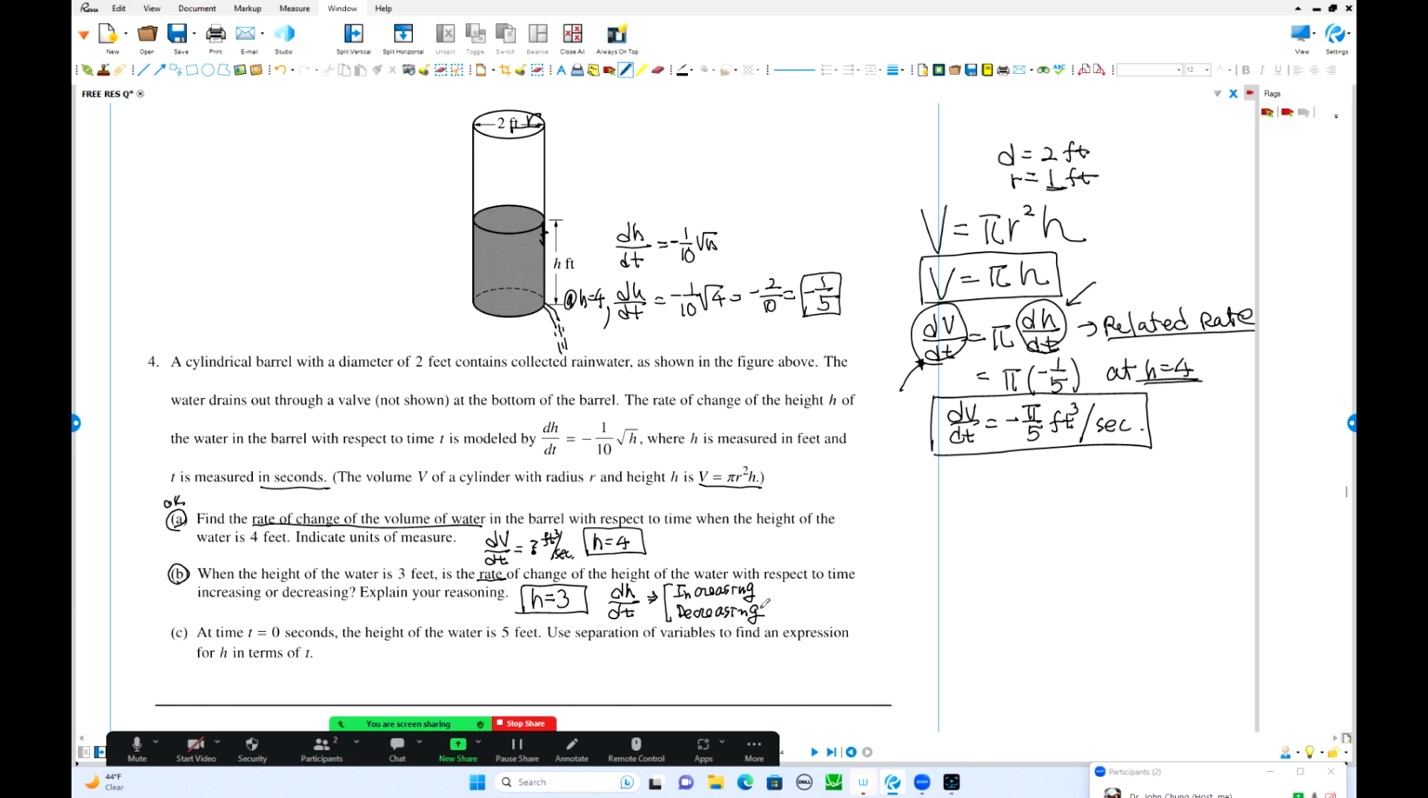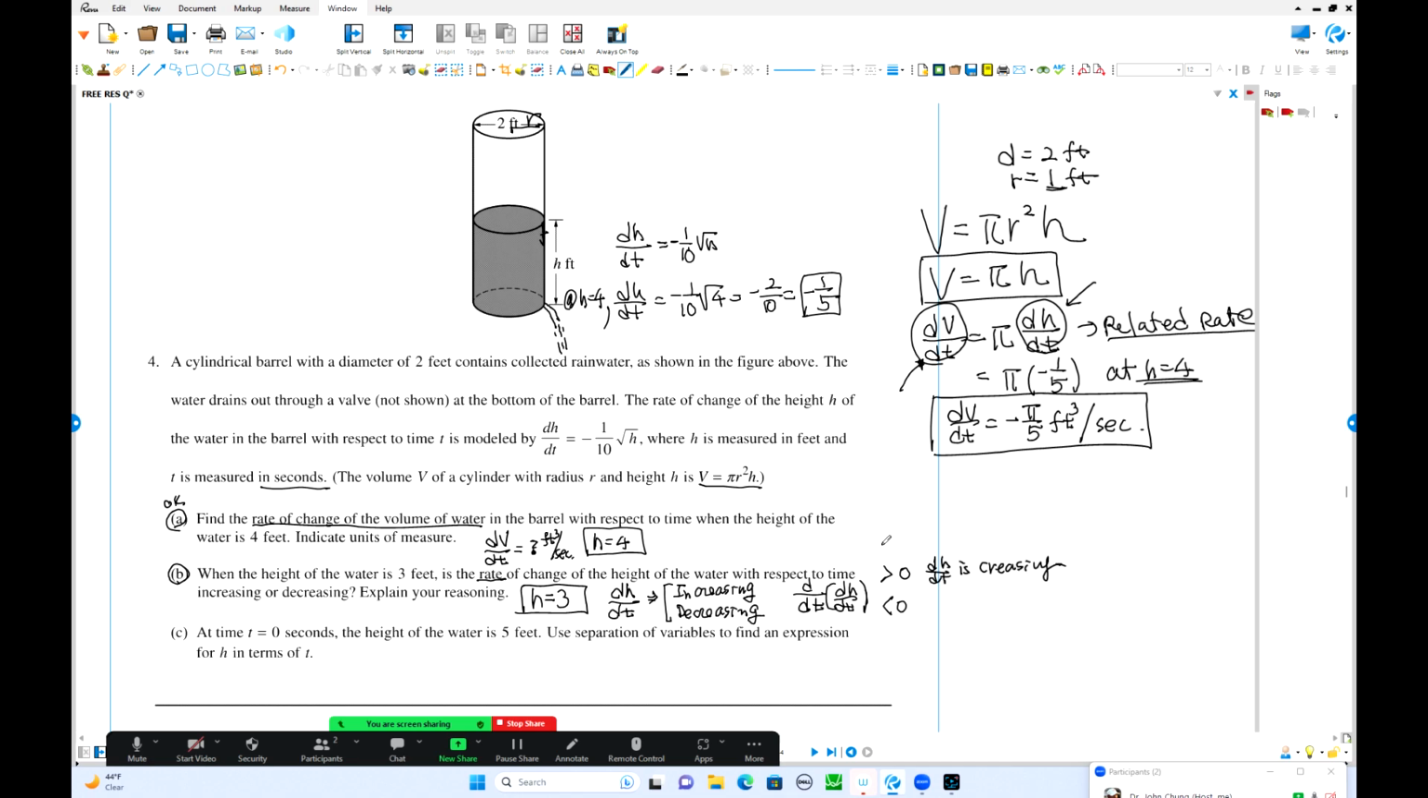So increasing or decreasing, how can you check? It's a derivative, right? What is the derivative of this one? The second derivative of h. We take the derivative one more time, d/dt of dh/dt. If this is greater than 0, positive, dh/dt is increasing.